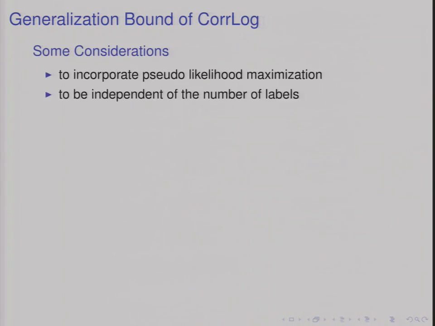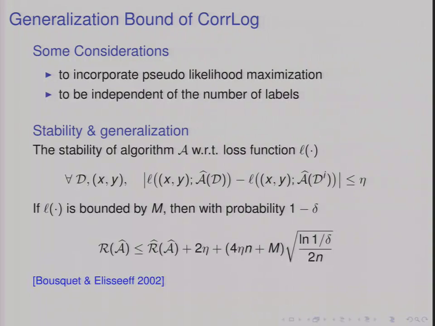In the next part, we want to give a generalization analysis of the proposed CorrLog. Before we show the proof, we have some considerations. First, the learning of CorrLog is not based on empirical risk minimization, but on pseudo-likelihood estimation. Second, we want the generalization bound to be independent of the number of labels, so that CorrLog can be applied to large-scale problems. The key tool we used in our proof is the stability concept.